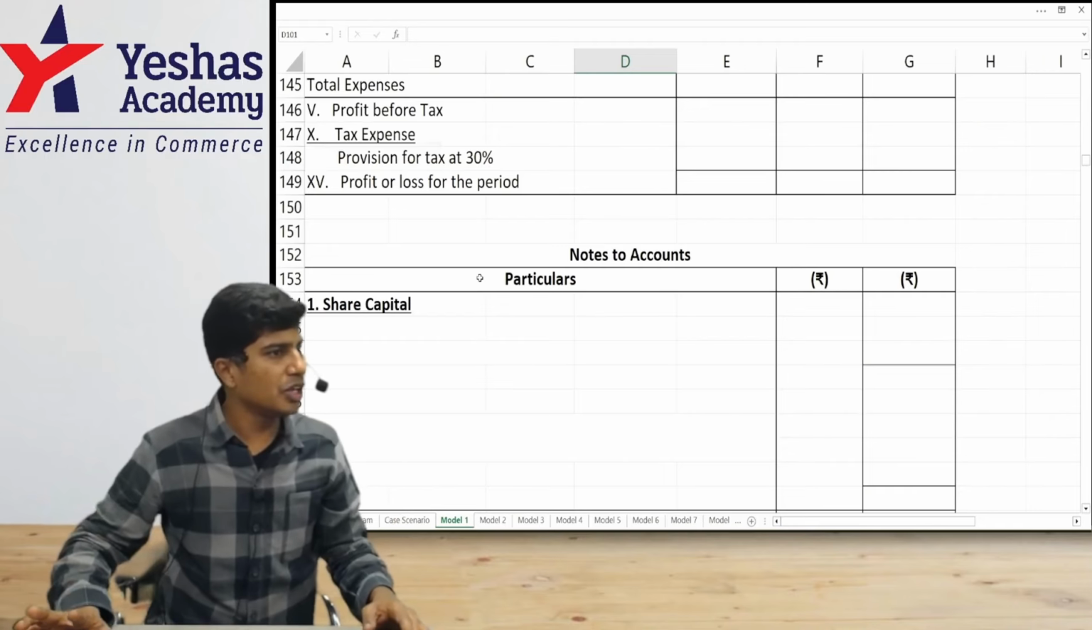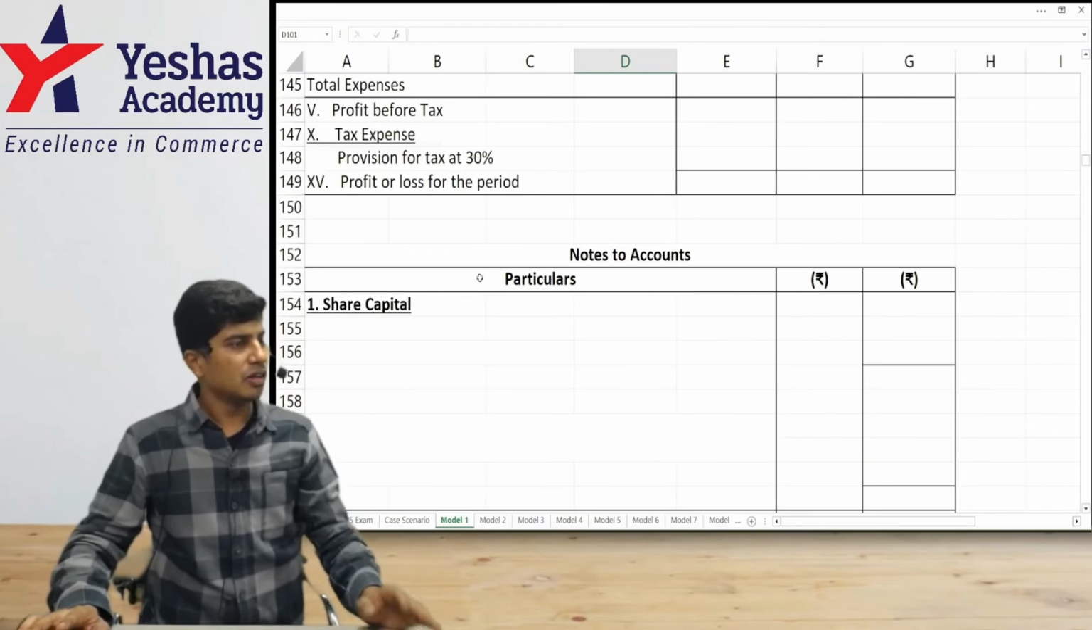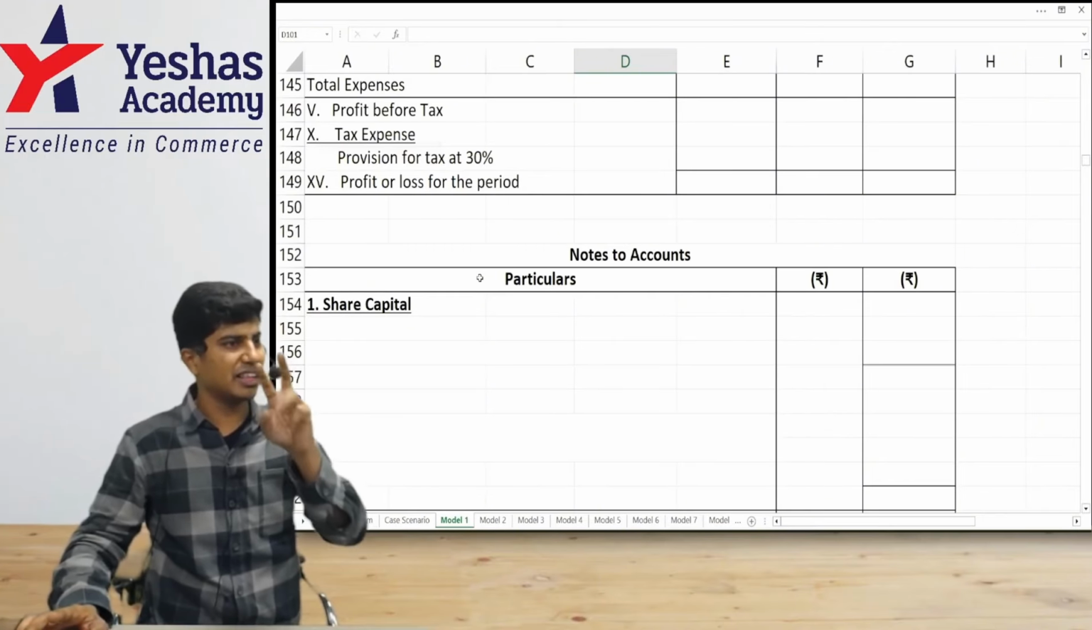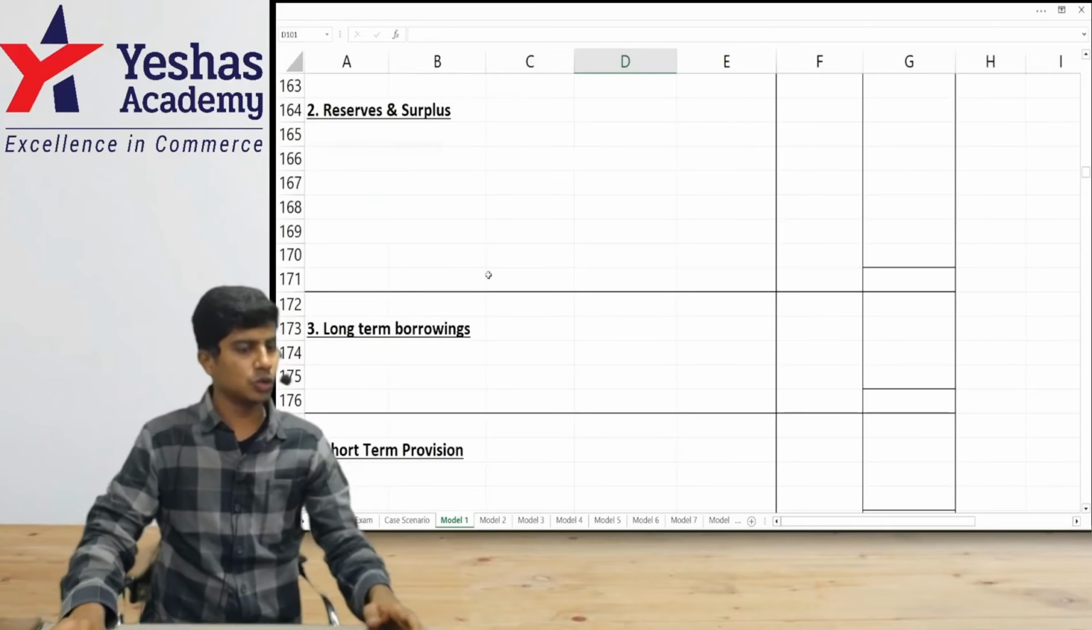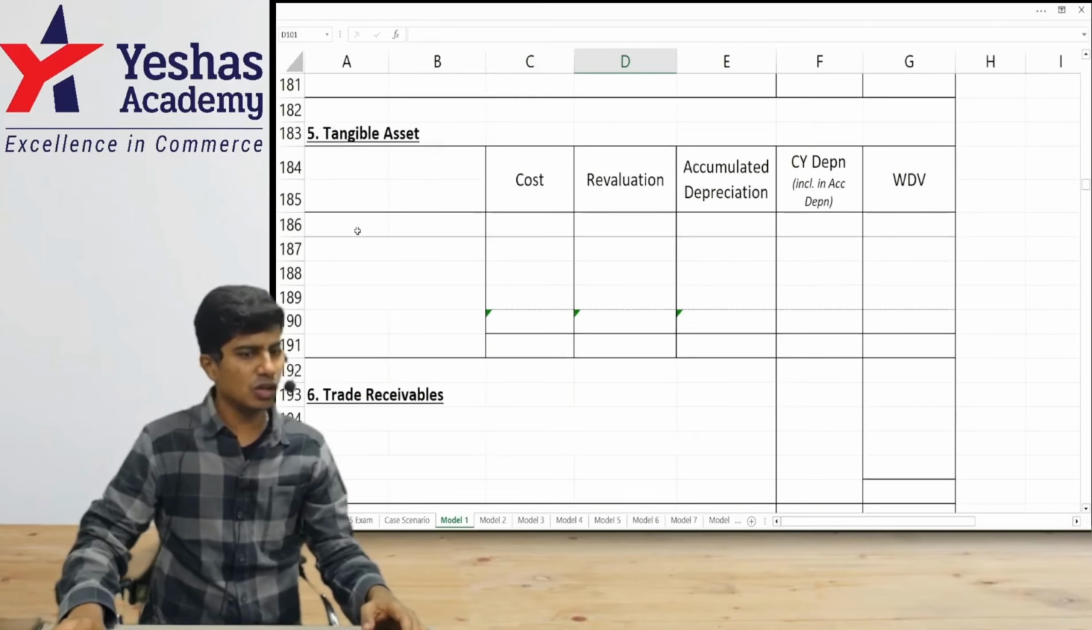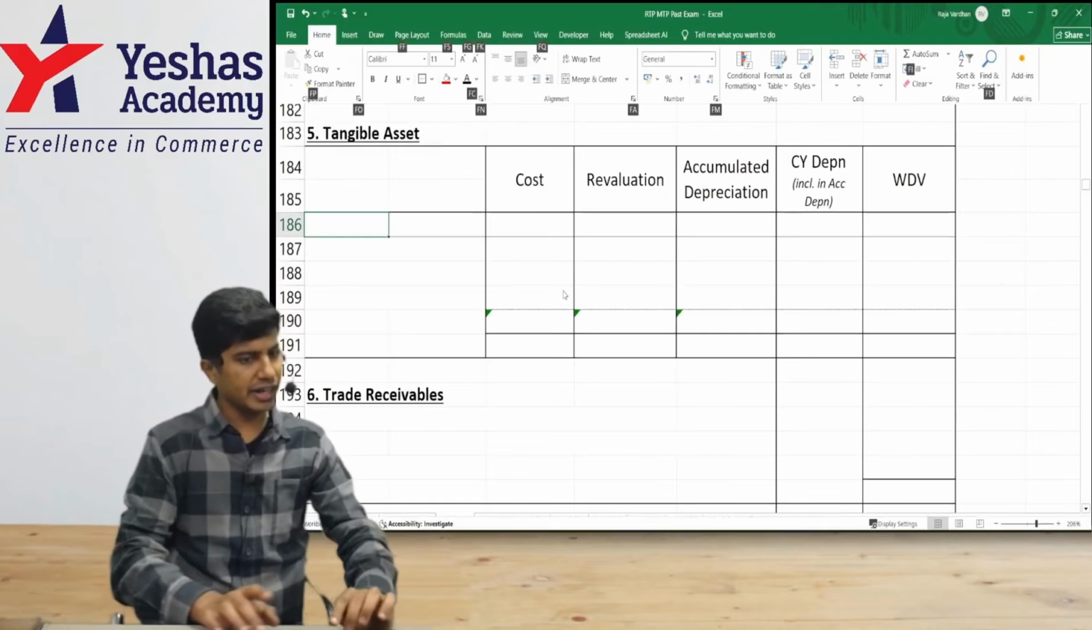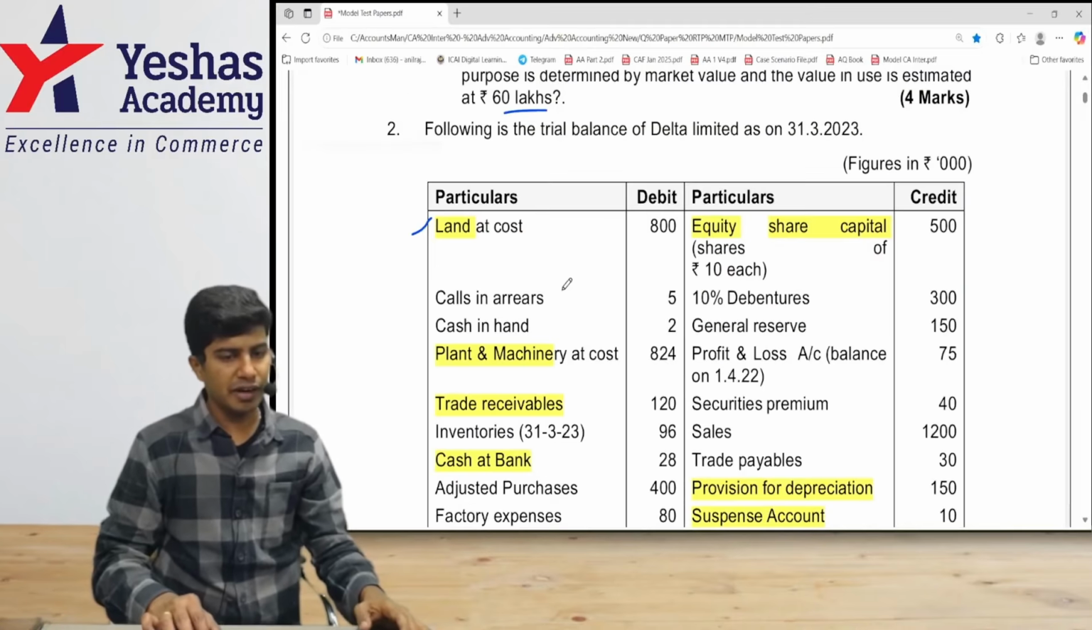Okay. So right now we know that there is an item called PPE. First page balance sheet, second page P&L, third page balance sheet liability side, fourth page balance sheet asset side. You will write notes to accounts. Shall we write tangible assets notes to accounts? Land at cost. I will write land. What is the cost of the land?